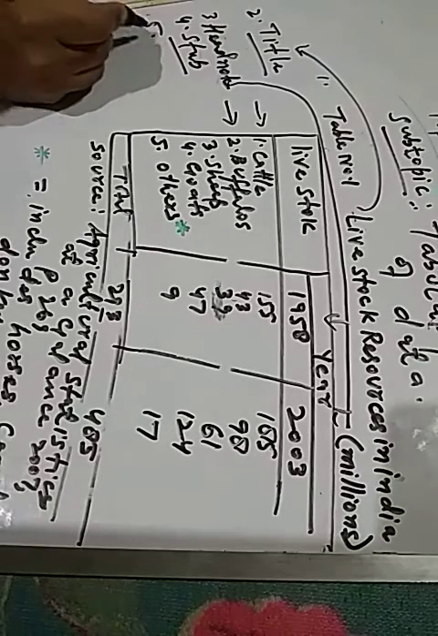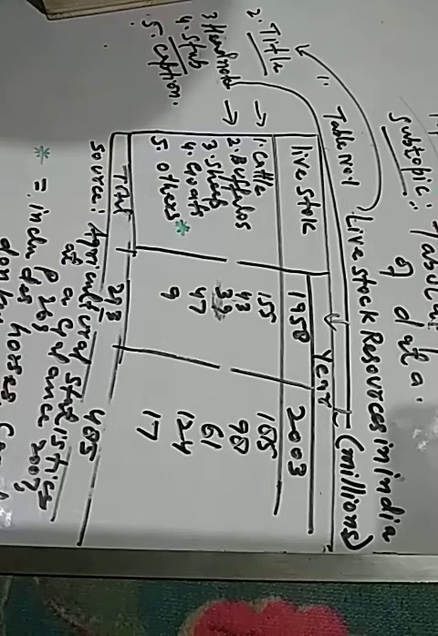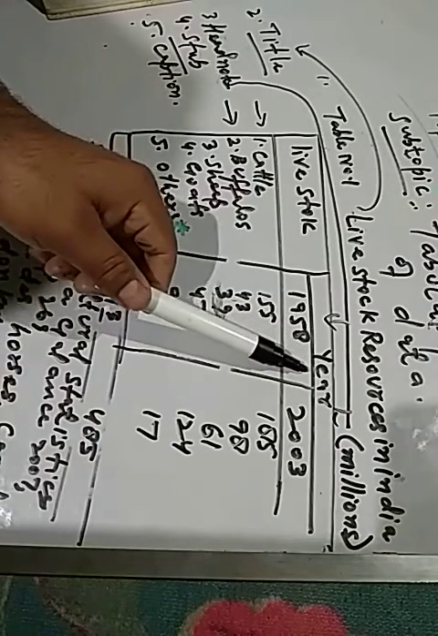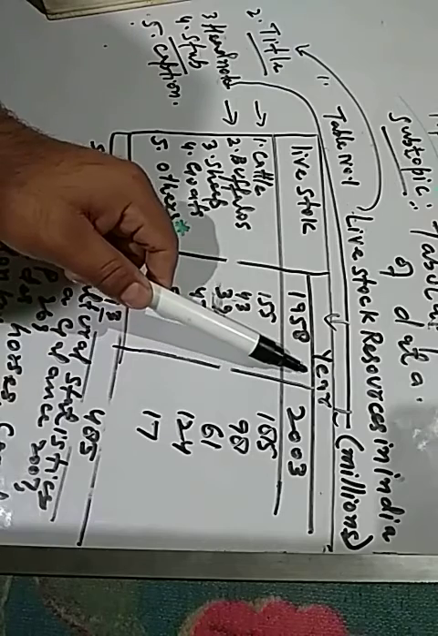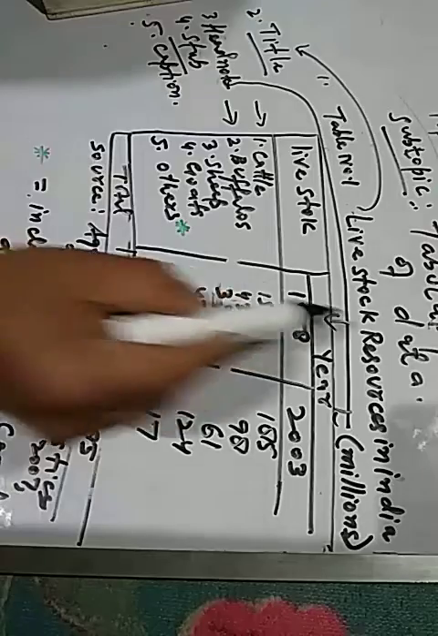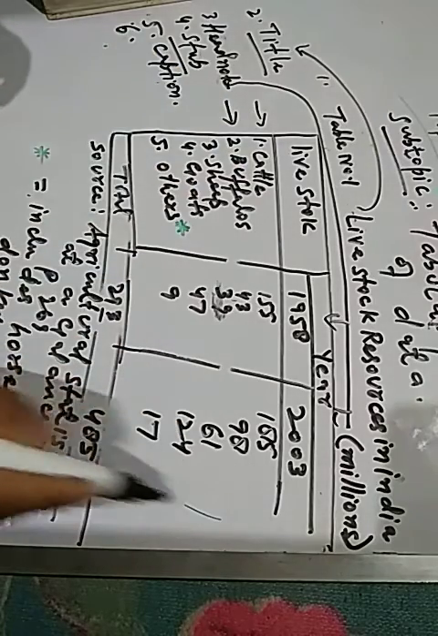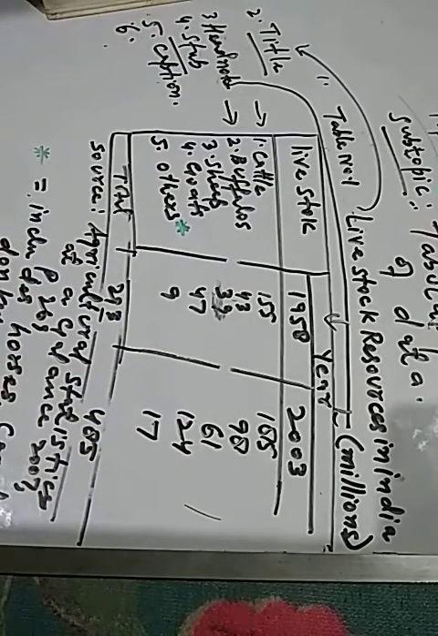And the fifth component of table is caption. In caption, we give titles to columns. Here the title of the column is year, and it is subdivided into the year 1958 and the year 2003. And these are the columns, and the title of the columns is known as caption. And the sixth component of table is body or field. This is the body of the table or field.